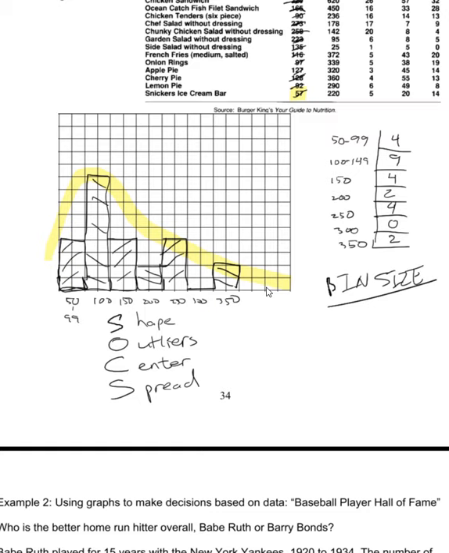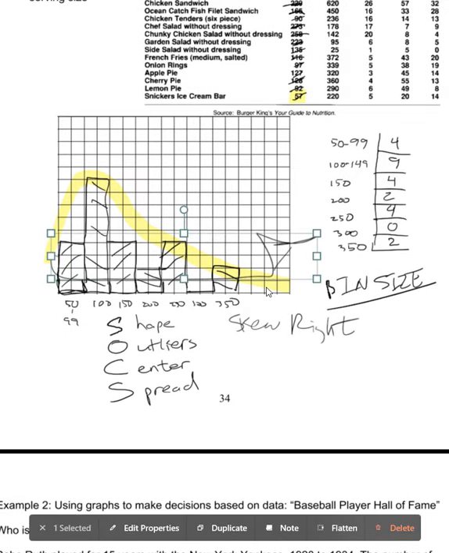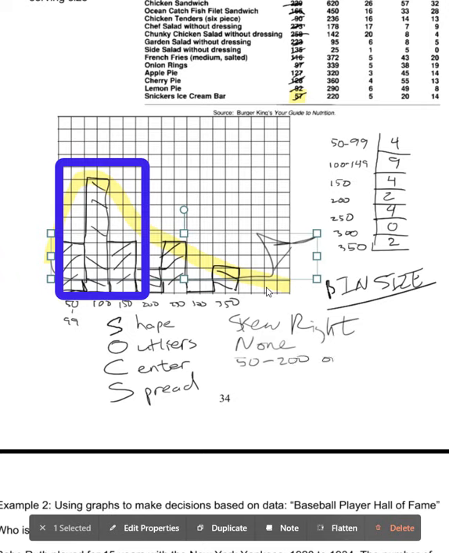So the shape of this is skewed. Good. Skewed. Which way is the whale's tail? The whale's tail. Skewed to the right. Yes, absolutely. Skewed to the right. And outliers? None. Where's the center? Somewhere around here. So you could say anything. You could say 100 to 150. You could say 50 to 200. You can't say 50 to 400. That's everything.